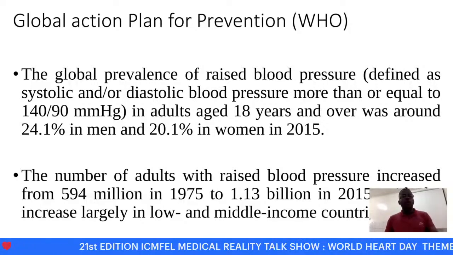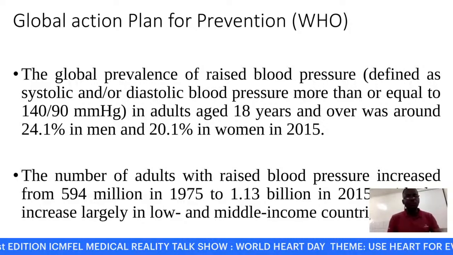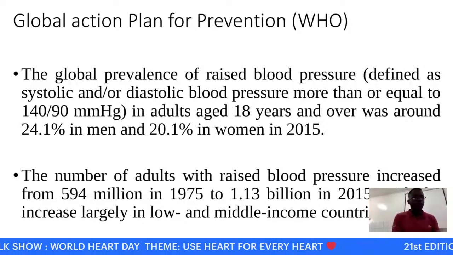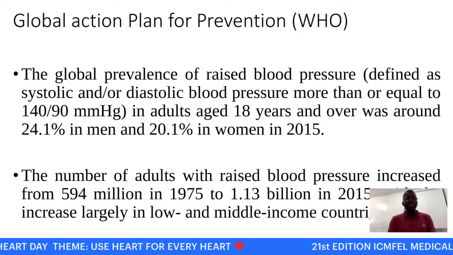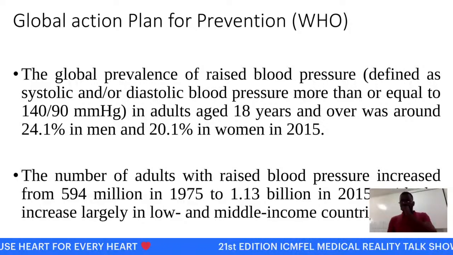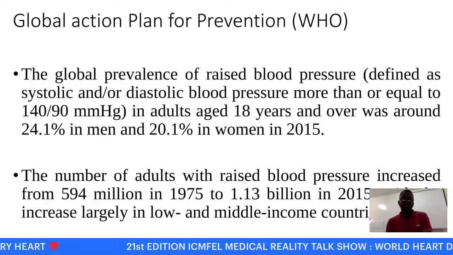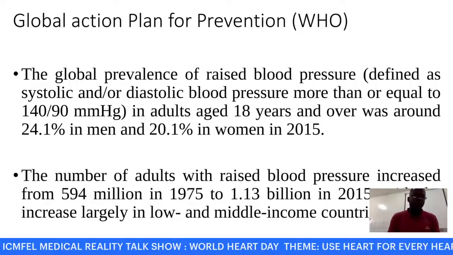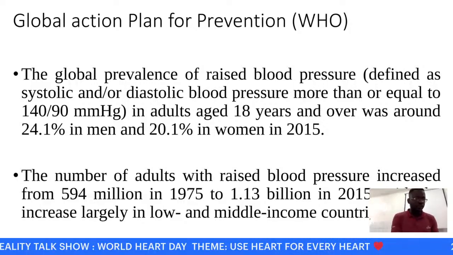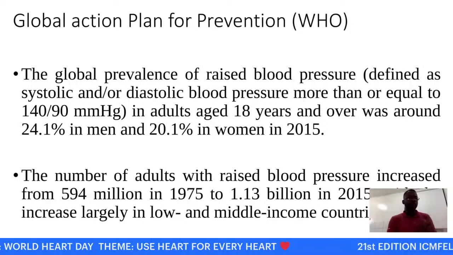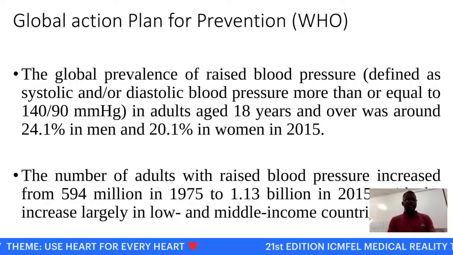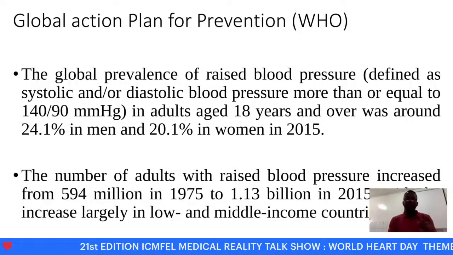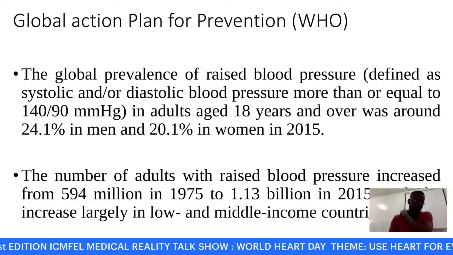Now, once you have a blood pressure of 140 over 90, that is high blood pressure. Anything below that, 130 to 139 over 80, is good enough. But if the systolic hits 140 and the diastolic hits 90, then you have hypertension.